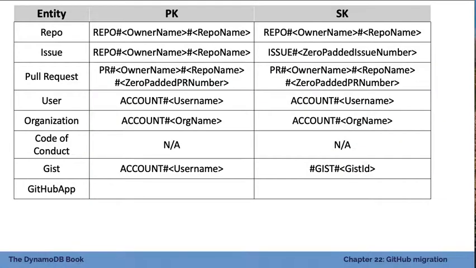If we go and look at our entity chart there, we can add our gist in there. Again, that PK is going to be account hash username, and that SK is going to be hash gist ID.